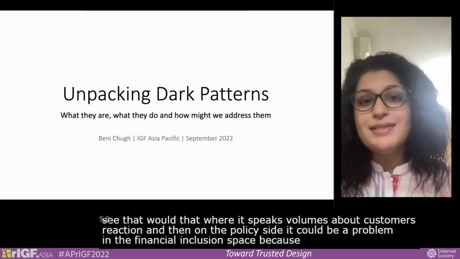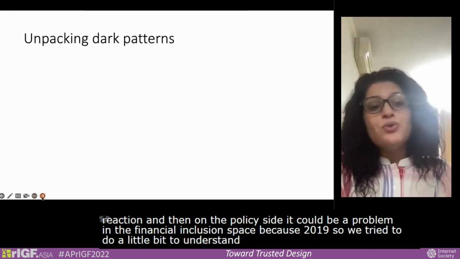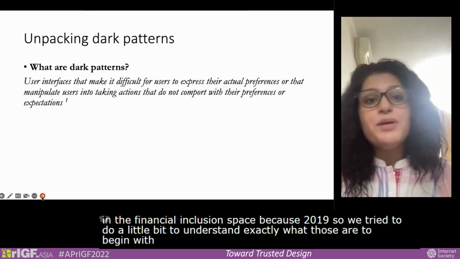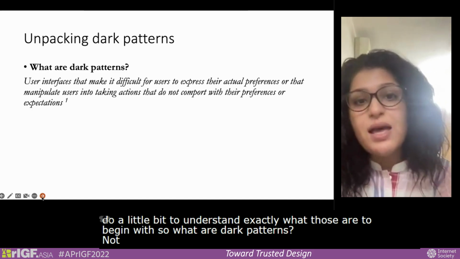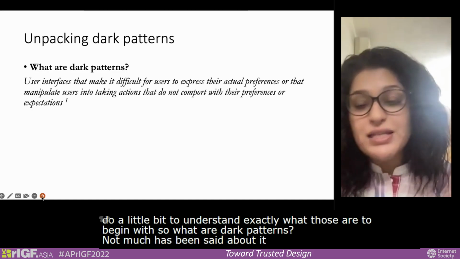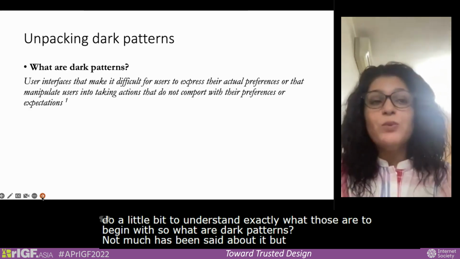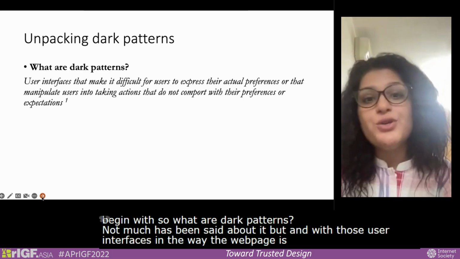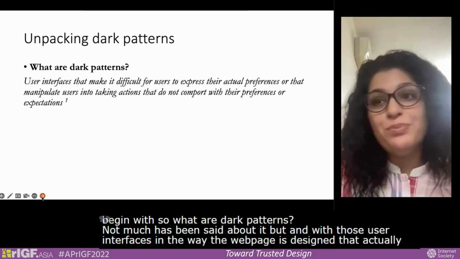Based on that, we tried doing a little bit of secondary research to understand exactly what dark patterns really are to begin with. So what are dark patterns? I think enough and more has been said about it, but really it refers to those tweaks in user interfaces, in the way a web page is designed, in the way a mobile screen is designed, that drive people to take actions that are not really compatible with their preferences.